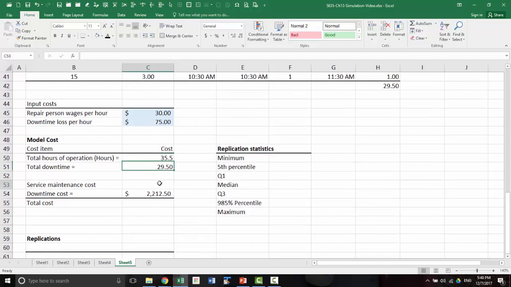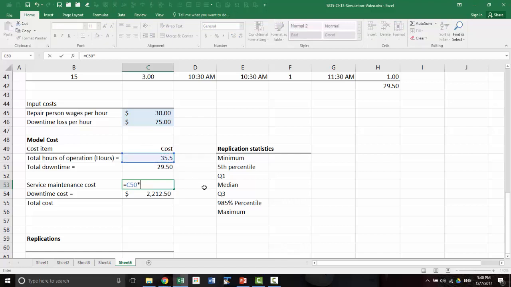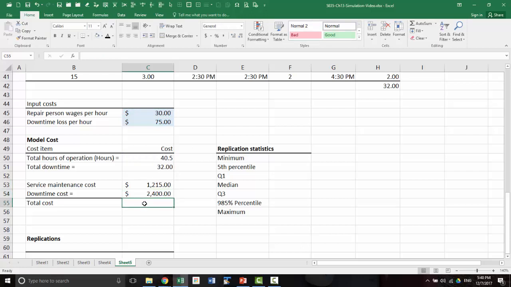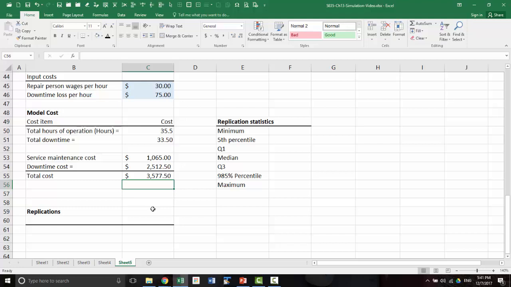So service maintenance cost, that is worker cost, would be, you have to pay that many hours, $30 an hour. Okay. Now when you add the two, you get the cost for 15 breakdowns. Okay, so now we can do the replications.